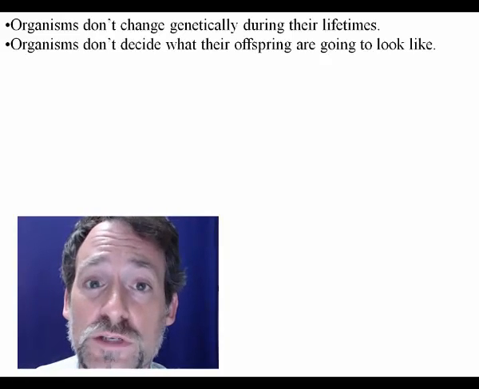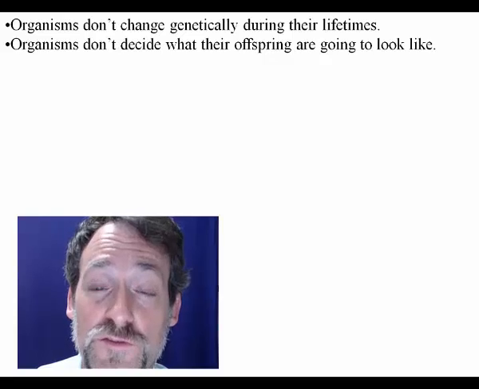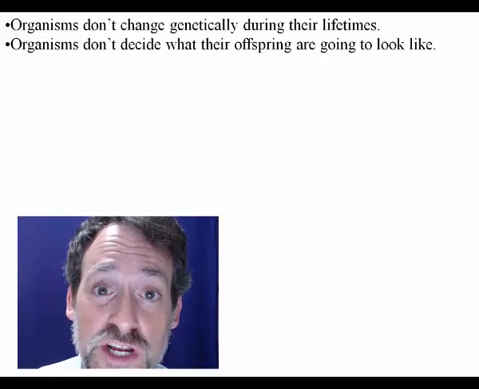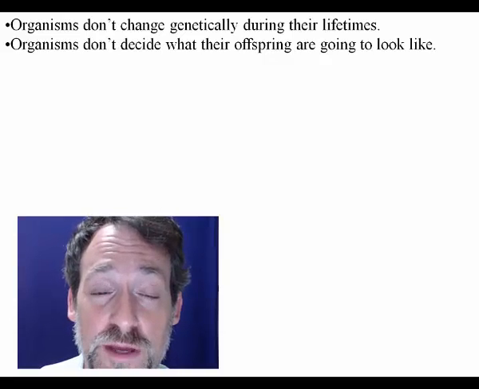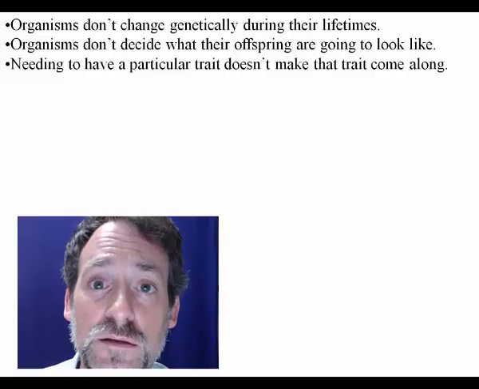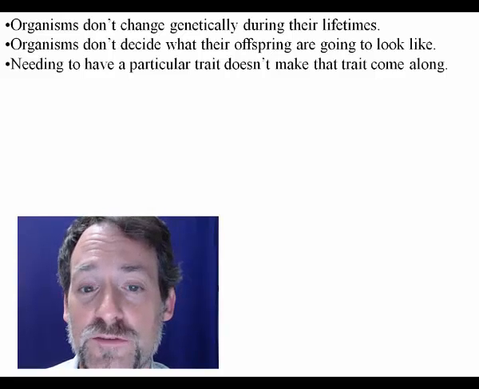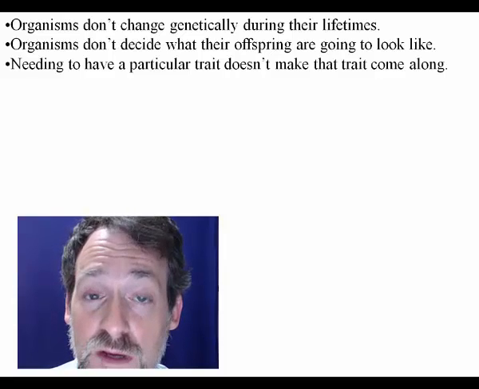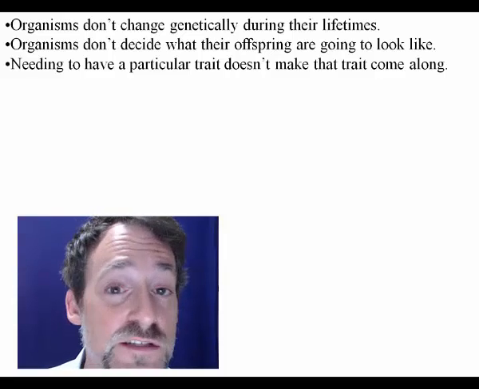They also don't get to decide what their offspring look like. Organisms do not get to change their offspring so their offspring are better suited to the environment. Finally, needing to have a particular trait doesn't make that trait come along. The process of mutation is completely random.